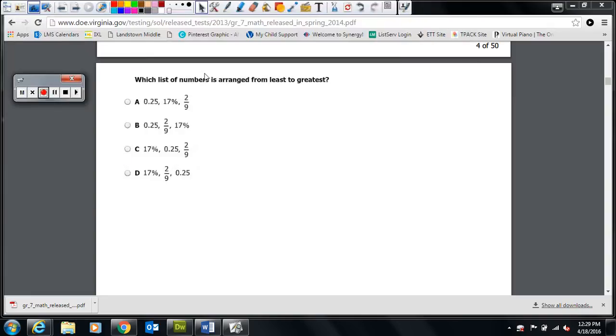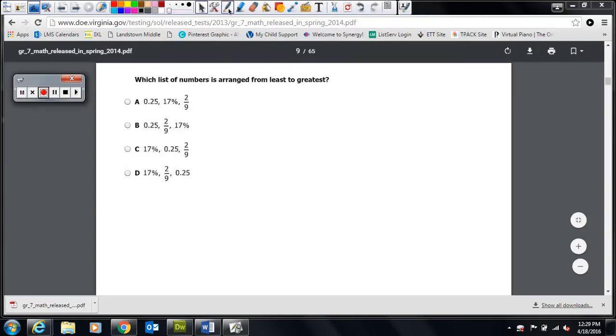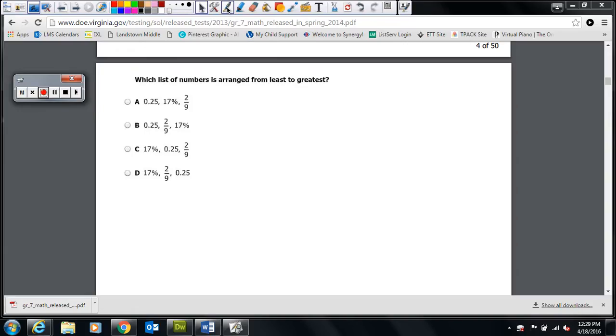All right, here's a classic from the 2014 Math 7 SOL test. This is question number 5, I believe. You will see this question guaranteed, not this exact one, but something like this guaranteed on your SOL, so be prepared. And you will not be allowed to use your calculator for this.